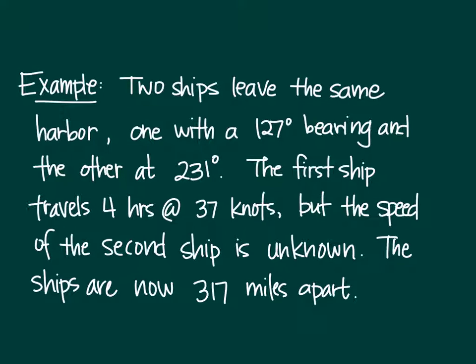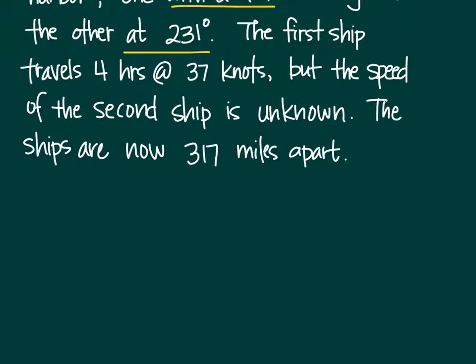So let's see what we can do with some bearing problems when the bearing doesn't work out nicely to be 90 degrees, like it has been in our SOHCAHTOA problems. We'll see if using the law of sines can help us navigate these bearing questions. So let's think about 2 ships leaving a harbor, one at a heading of 127 degrees and the other at 231. So let's get those 2 ships going here.